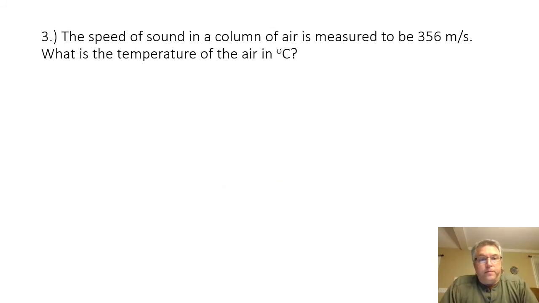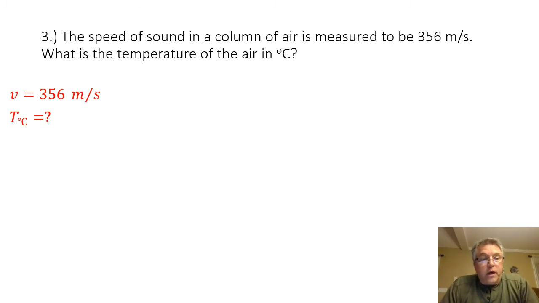Problem three. The speed of sound in a column of air is measured to be 356 meters per second. What is the temperature of the air in degrees Celsius? In this problem, we are given the speed of the sound wave, which is 356 meters per second, and we are being asked to find the air temperature in degrees Celsius.